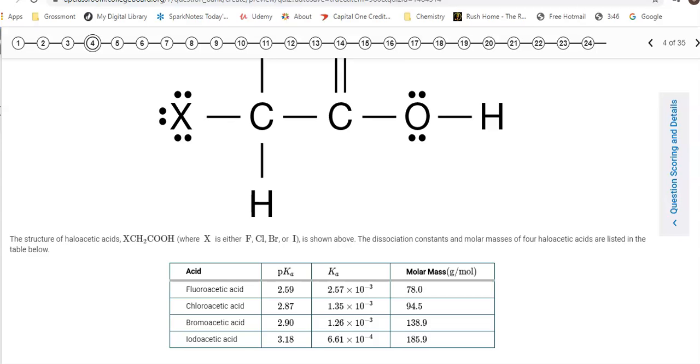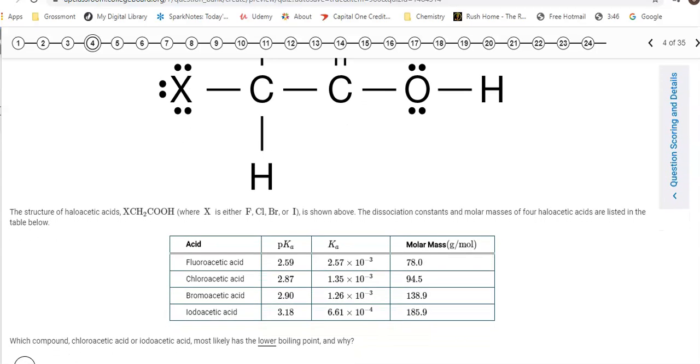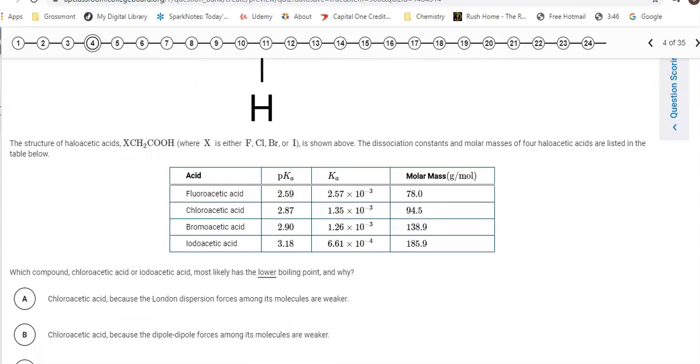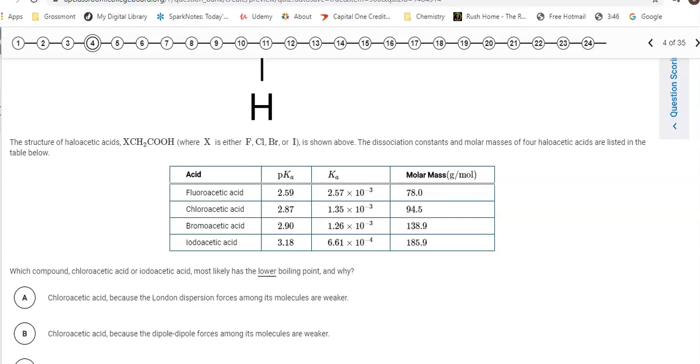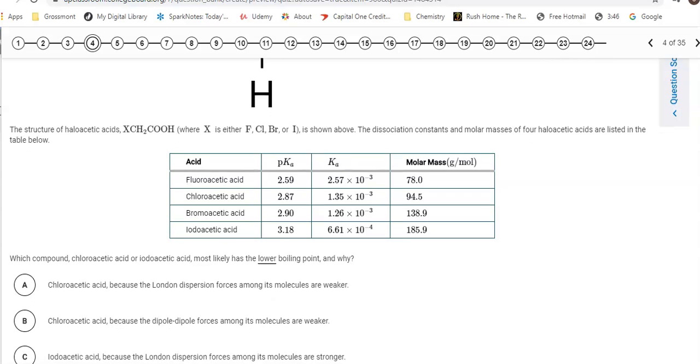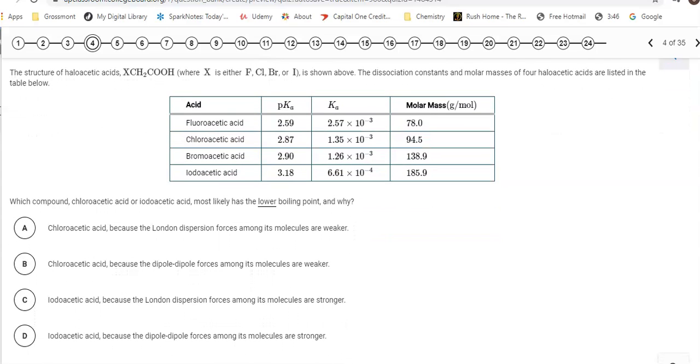So it's asking which of those has the weakest intermolecular forces, but it's only giving you the choice between chloroacetic acid and iodoacetic acid. The answer to that would be that chloroacetic acid has the weaker London dispersion forces because it's a smaller molecule. When it comes to London dispersion forces, the bigger molecule wins. It has the strongest London dispersion forces because it has the most electrons.